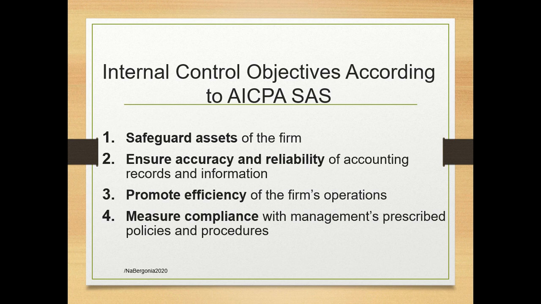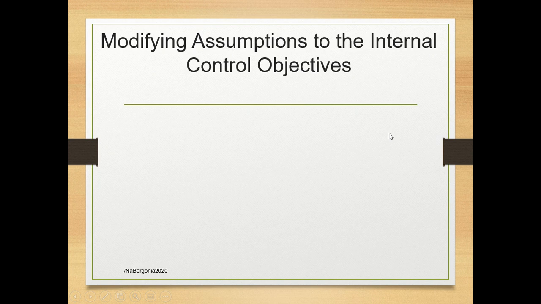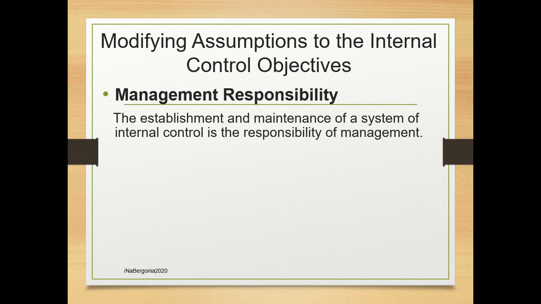So inherent to these objectives are four modifying assumptions that would guide us in order for us to achieve these internal control objectives. Number one, it talks about the management responsibility. So, ano ba itong management responsibility na to? It is the establishment and maintenance of the system of internal control, which is actually the primary responsibility of the management. So it should be the management who is taking care of yung ating internal control system. Dapat sila yung manguna na mag-put in place nun. Otherwise, of course, they are great perpetrators which could give rise to committing fraud.